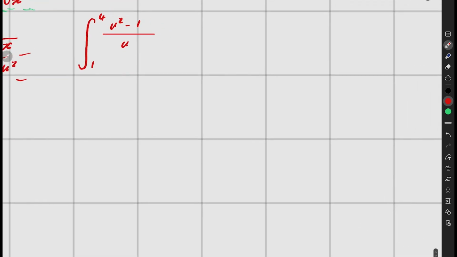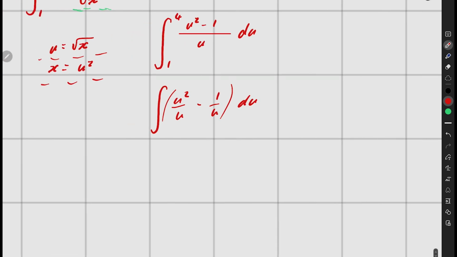And again, as you can see with the fraction, we can split it up. So we can have u squared divided by u, minus 1 over u, du. By the way, what I want you to remember as well is that when you're working with definite integrals with U-substitution, because we're adding a new variable u into the equation, our boundaries are going to be quite a bit different. So we need to solve for our new boundaries.